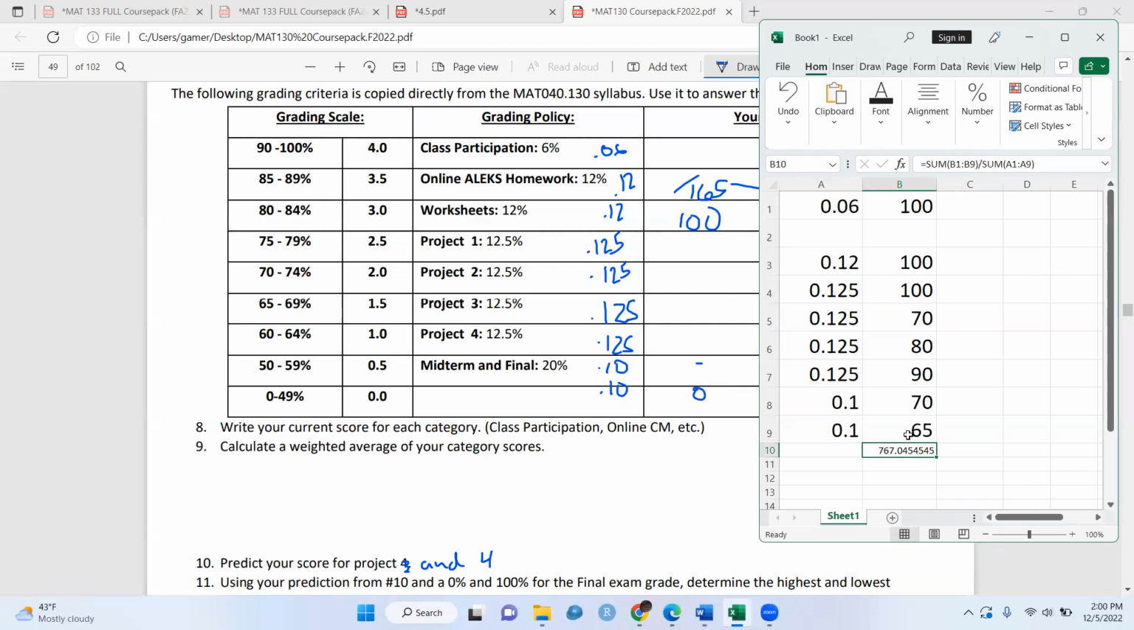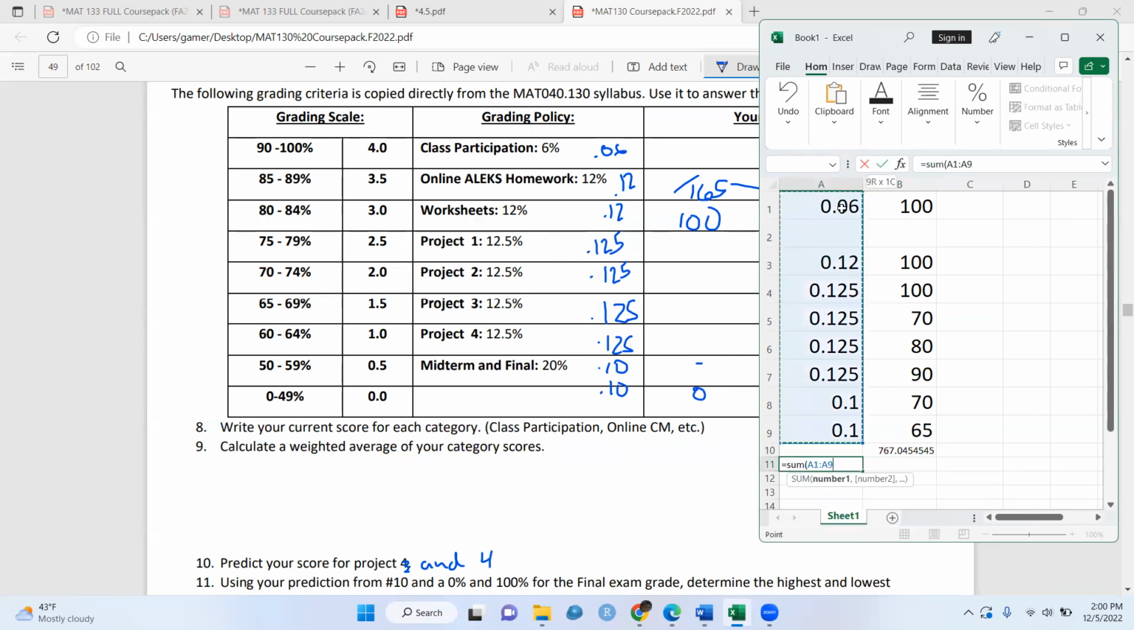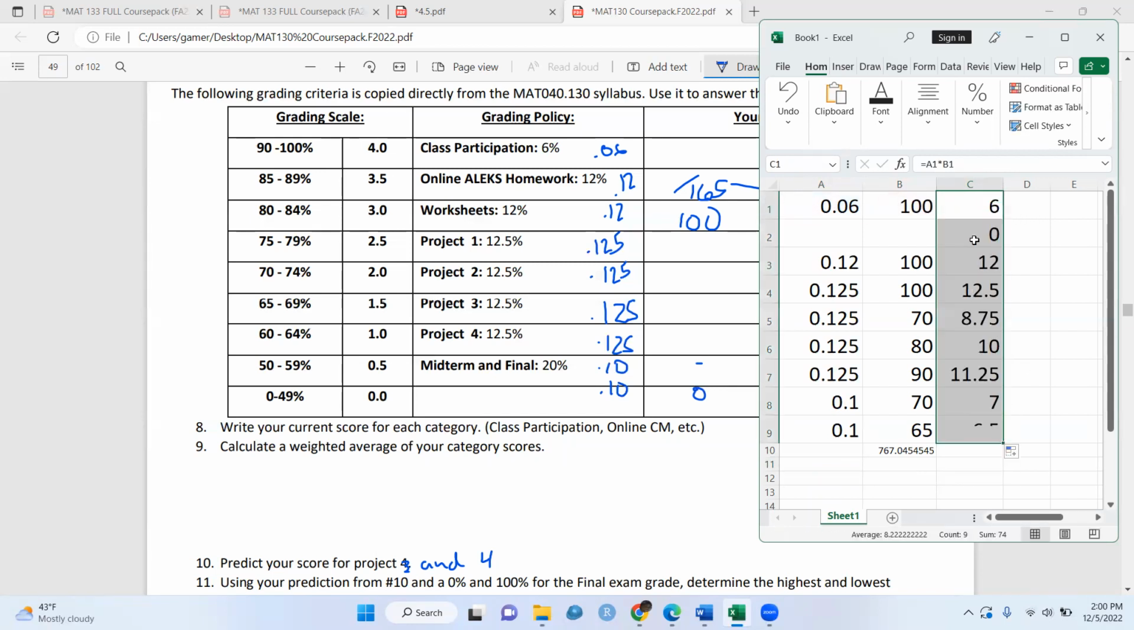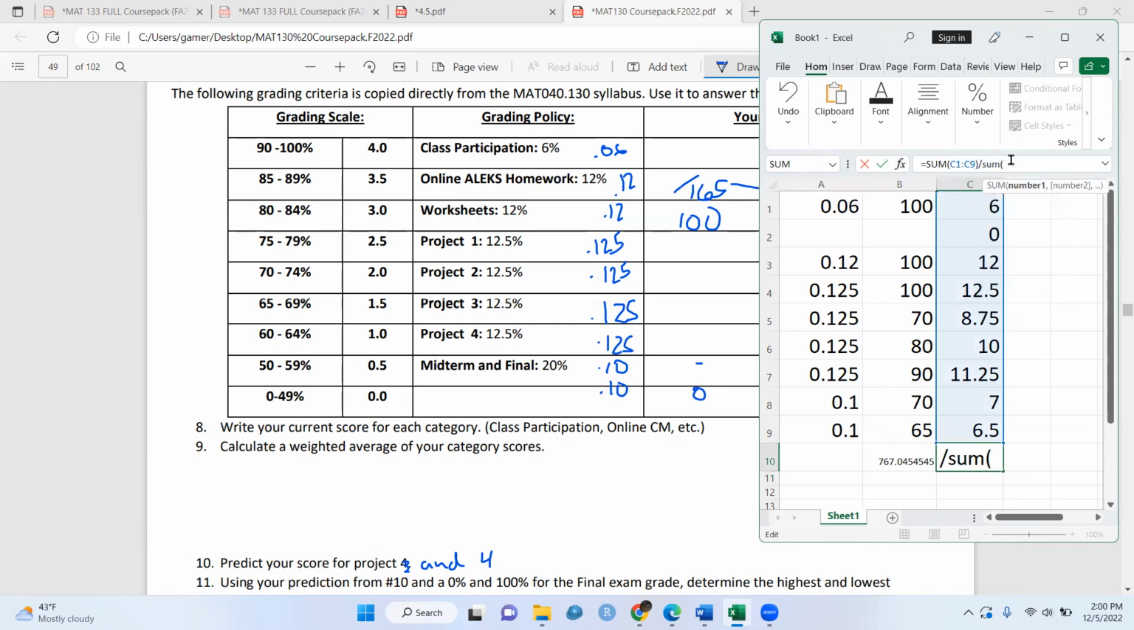So let's see, why is this coming out so bad? What is this sum equal to? Oh, my bad. I'm forgetting to multiply. That's what I'm forgetting to do. So it's this times this. And then it's the sum of these divided by this sum, because this doesn't add up to 1. There we go.